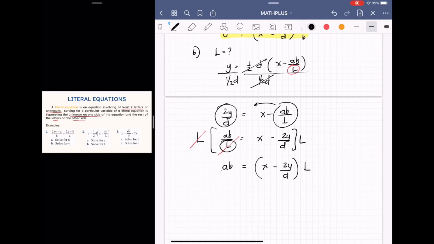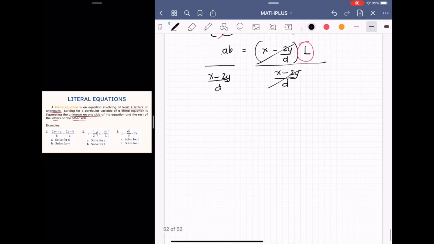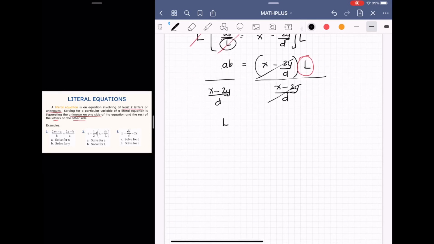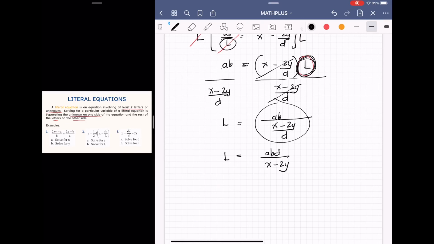This time, to be able to solve for L, okay, I have to divide both sides by x minus 2y over d. Okay, and this will be cancelled. In that way, I will have L equivalent to ab all over x minus 2y all over d, because this is L equivalent to this expression. Simplifying that, I'll be able to get L as abd all over x minus 2y. And that's my answer in solving for L.